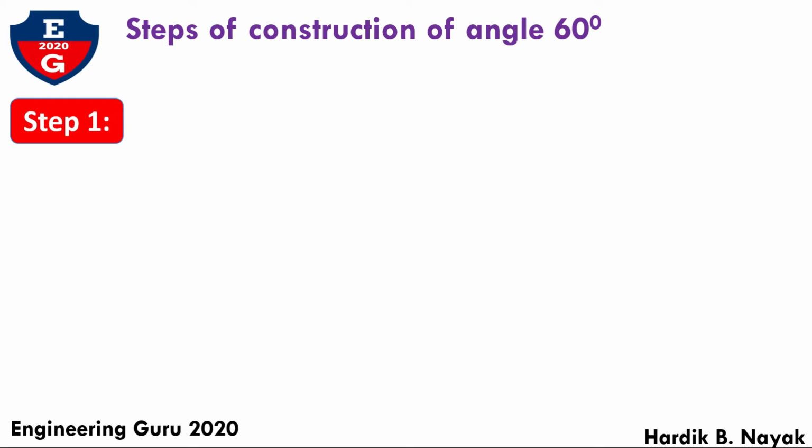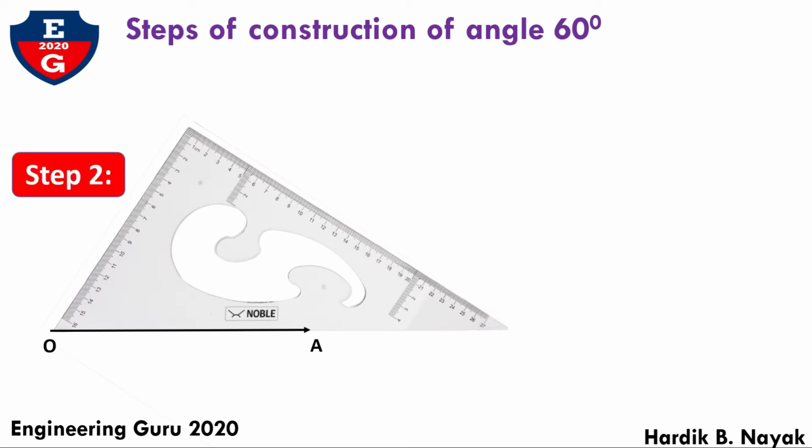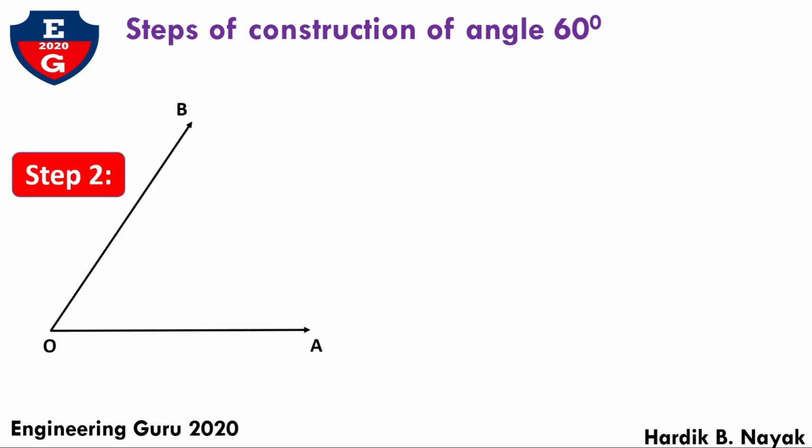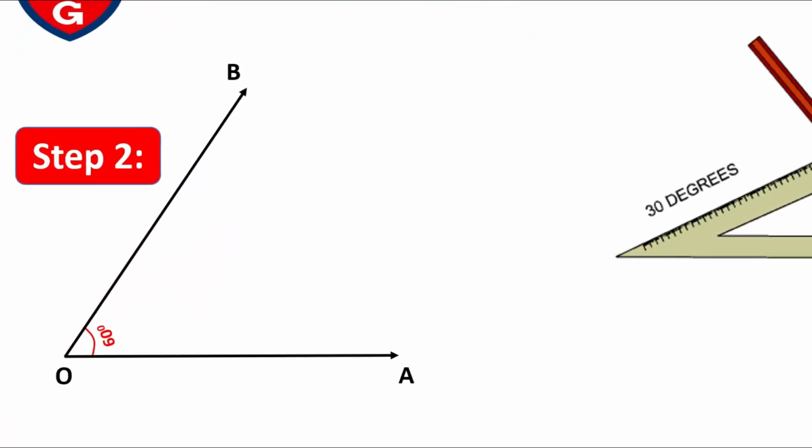Steps of construction of an angle 60 degree. Step 1. To construct an angle of 60 degree, use the 30 degree set square that was used earlier to draw an angle. Place the set square with 60 degree angle on vertex O. Draw horizontal line OA starting from the vertex. Step 2. Now draw line OB along the other edge of the set square starting from point O. The angle so obtained measures 60 degree.